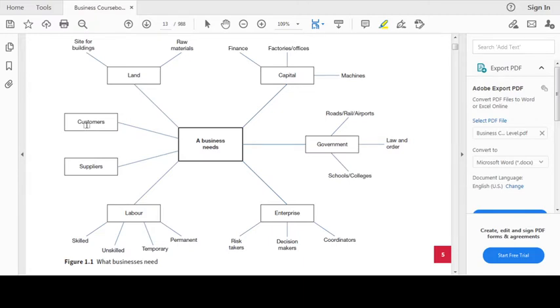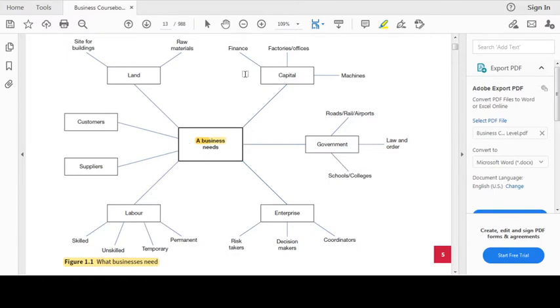What else does a business need? A business obviously needs customers. A business cannot survive without customers. Suppliers, from where you will be getting resources. You cannot produce or solely get every single resource in this world, can you? You will be getting the resources from the suppliers. Labor. Obviously a business cannot work alone. A business needs to have labor.